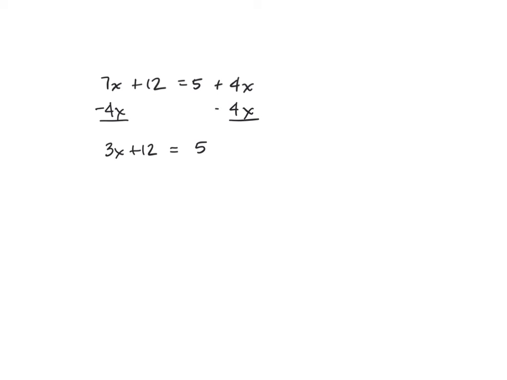Now I need to basically undo everything that's happening to x now that I've successfully isolated the x on the left-hand side. So I am adding 12 and multiplying by 3, so I'm going to subtract 12.